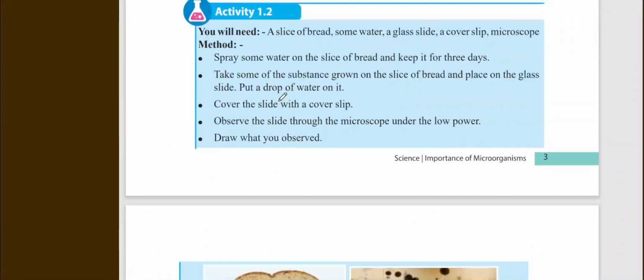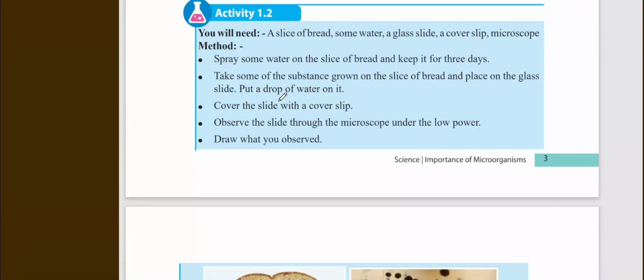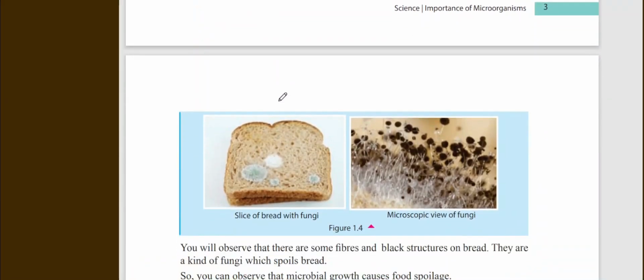A slice of bread, some water, and then in this activity you are expected to set aside a wet piece of bread for some time, for 1 week or so, and then you will observe the development of mucor, that is what we call fungi. Yeah, so first the patches, and they become black in color, you notice.